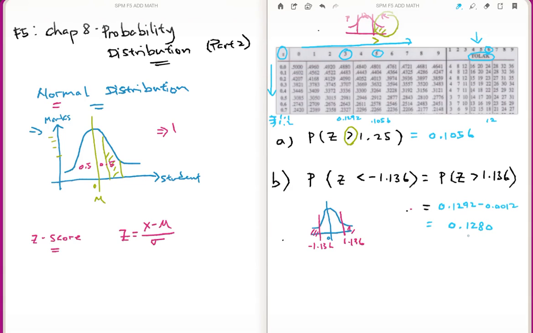You may confirm this value with your calculator. If you don't know how to use it, you need to go through your calculator menu or the calculator guide on how to press that value.